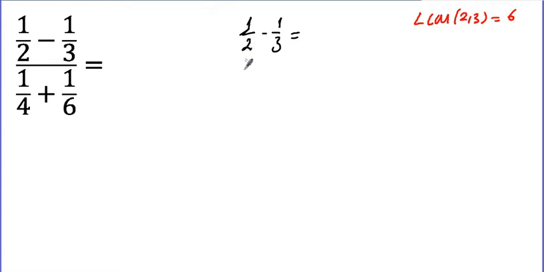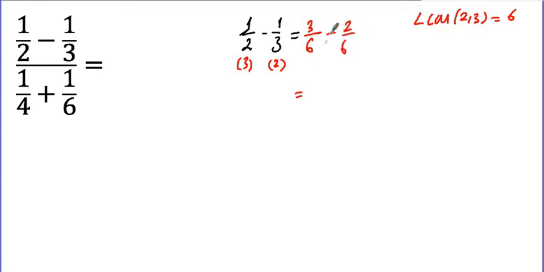Alright, so let's make them equal. 2 times what is 6? 2 times 3 is 6. And 3 times what is 6? 3 times 2 is 6. So I'm going to extend my fraction. 1 over 2 is also equal to 3 times 1 is 3, and 3 times 2 is 6. Minus, and I'm going to extend 1 over 3. 1 over 3 is also equal to 2 times 1, 2, over 2 times 3, 6.